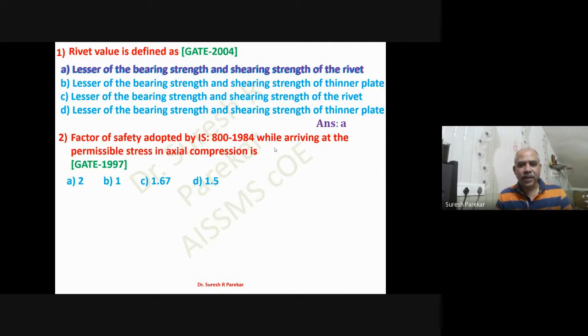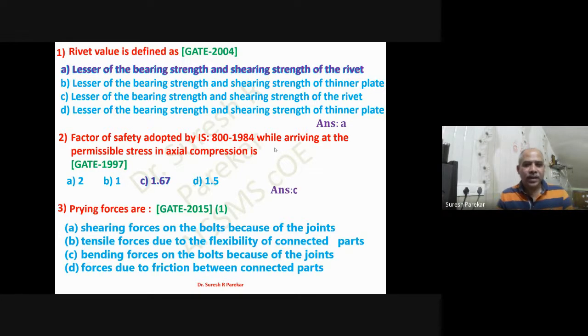The factor of safety adopted by IS 800 1984 while arriving at the permissible stress in axial compression is: if we go to table 22, there you have sigma cc and the value considered is 1.67. Then prying forces are tensile forces due to flexibility of connected parts. The option is B.